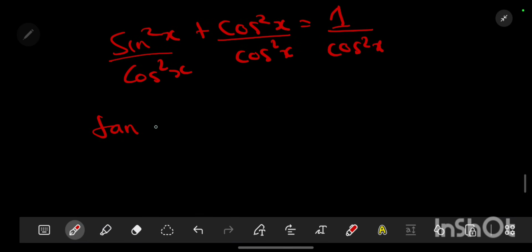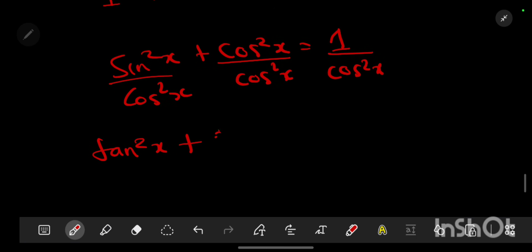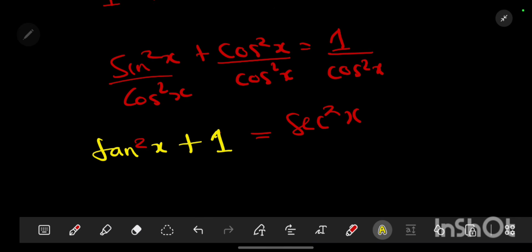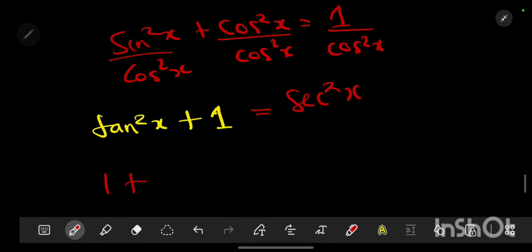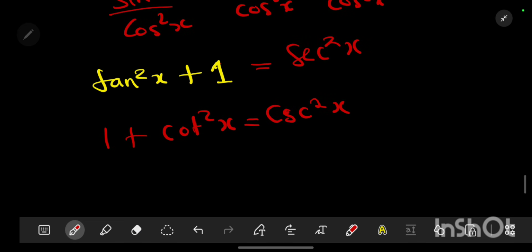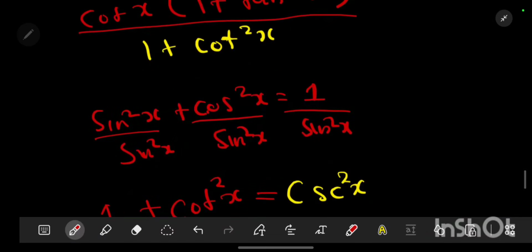This gives us tan squared x plus cos divided by cos is 1, so we have 1. It's more like they are cancelling. It should be equal to sec squared x. So wherever we see this, we are going to put sec. The other identity that we have just written is 1 plus cot squared x, which should be equal to cosec squared x. So now with this, we can prove the identity.